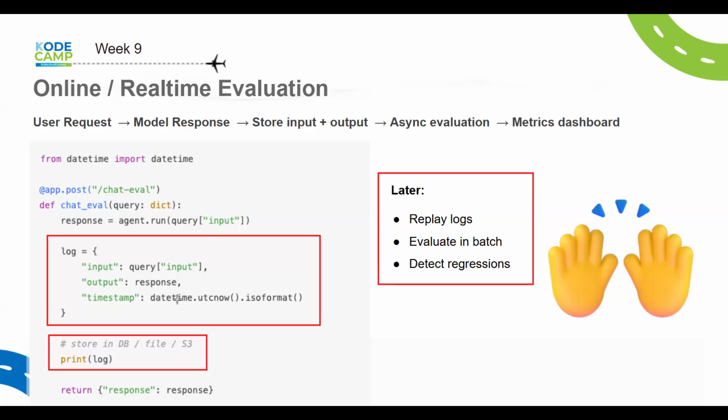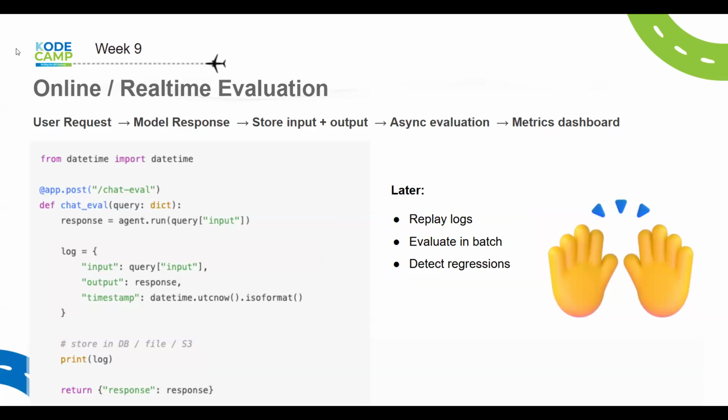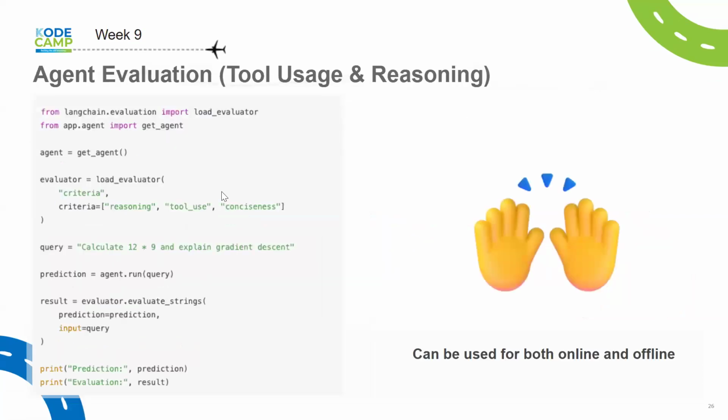And of course, this is a continuous process. The main thing is to log the input, log the output, log the timestamp. Then in a separate process, asynchronously, you run another tool that will keep on evaluating this to ensure that the model is doing the right thing. So that's online evaluation. Okay, so this is another example here.